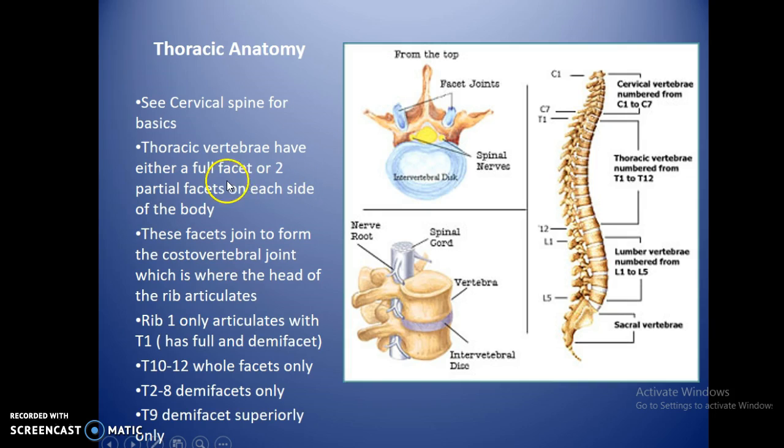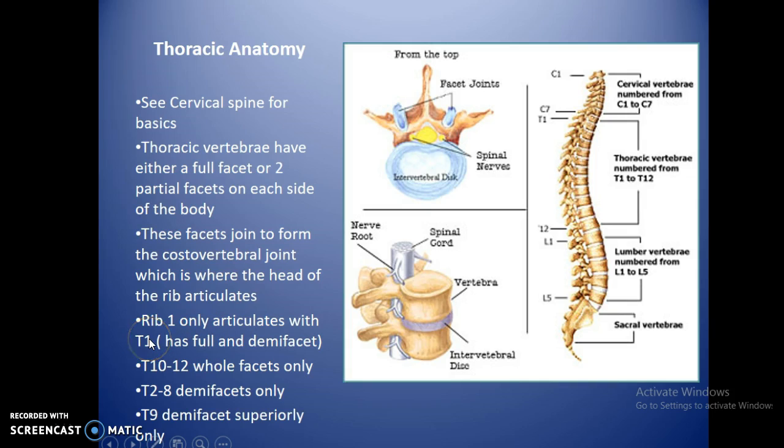You have either a full facet or two partial facets on each side of the body. Those partial facets are called demifacets. These facets join to form the costovertebral joint, which is where the head of the rib articulates. So as the rib comes around, and we'll have some other slides that'll show it a little bit better, they do connect at those 2 points.